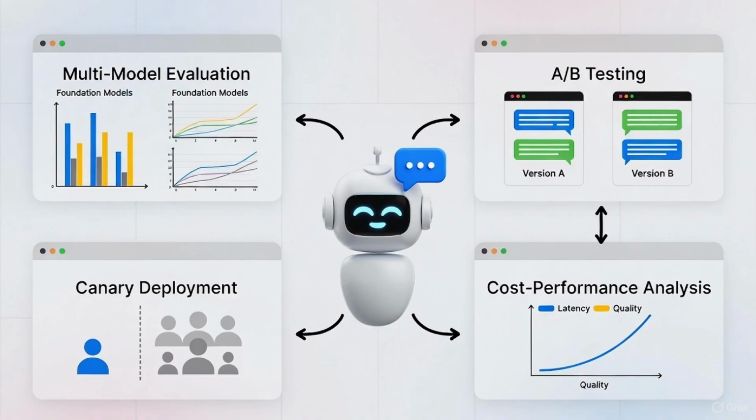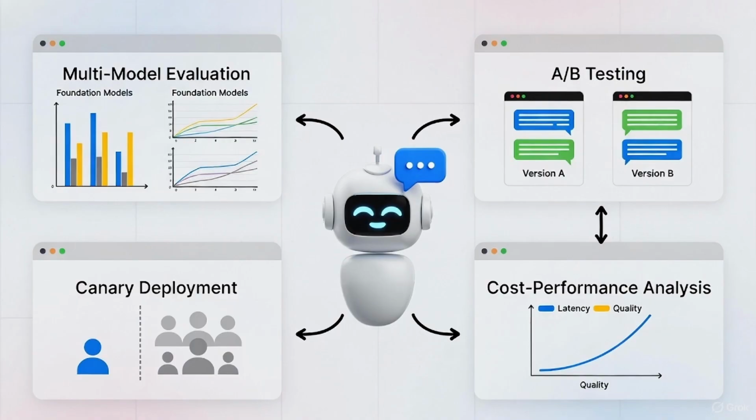Then A/B testing. You split real traffic, maybe 50-50, and you watch metrics that actually move the needle. Resolution rate, customer satisfaction score, escalation rate, average handling time. Not vibes, not guesses, hard data from real humans.